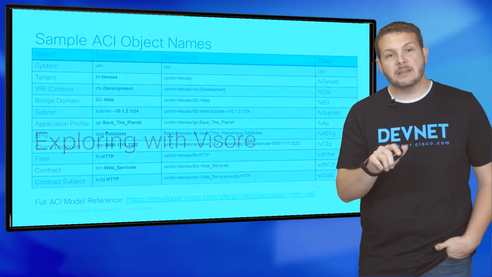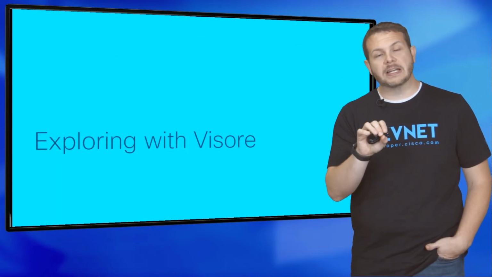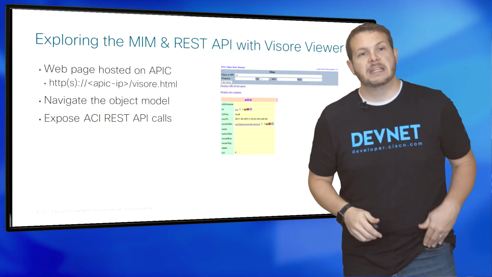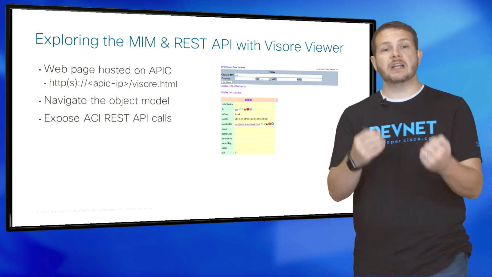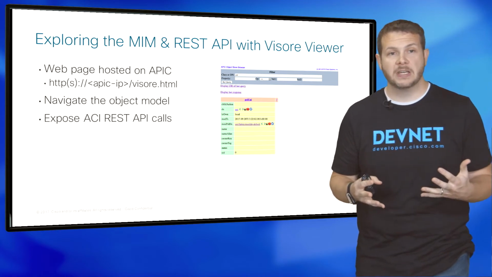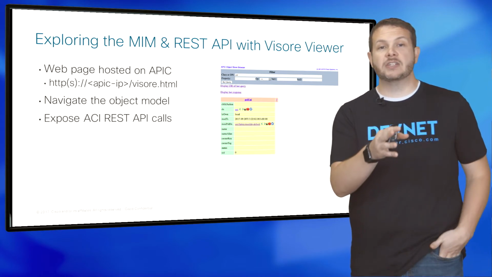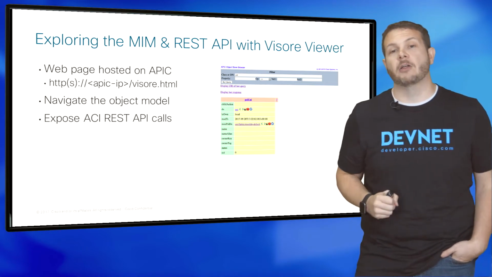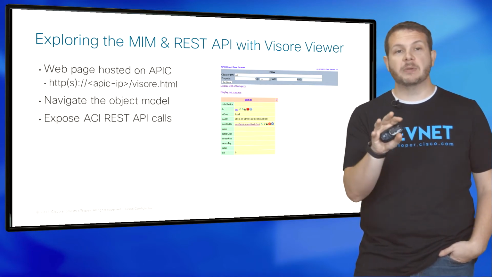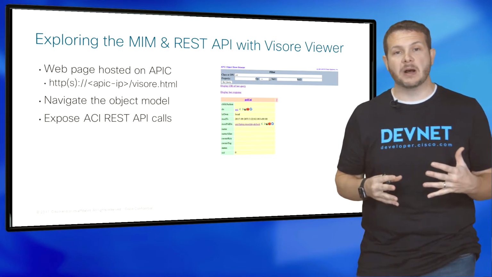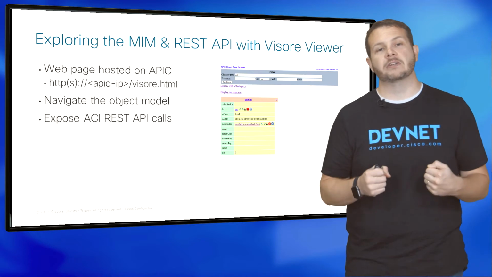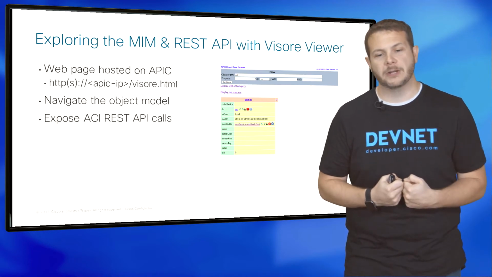Now, with this bit covered, let's go ahead and look at how we can explore the object model using Visori. Visori is a tool that is hosted on the APIC and is there by default. You can access it by navigating to your ACI controller /visori.html and logging in. This gives us the ability to navigate the entire object model and even expose the ACI REST API calls for particular objects across the model and query.